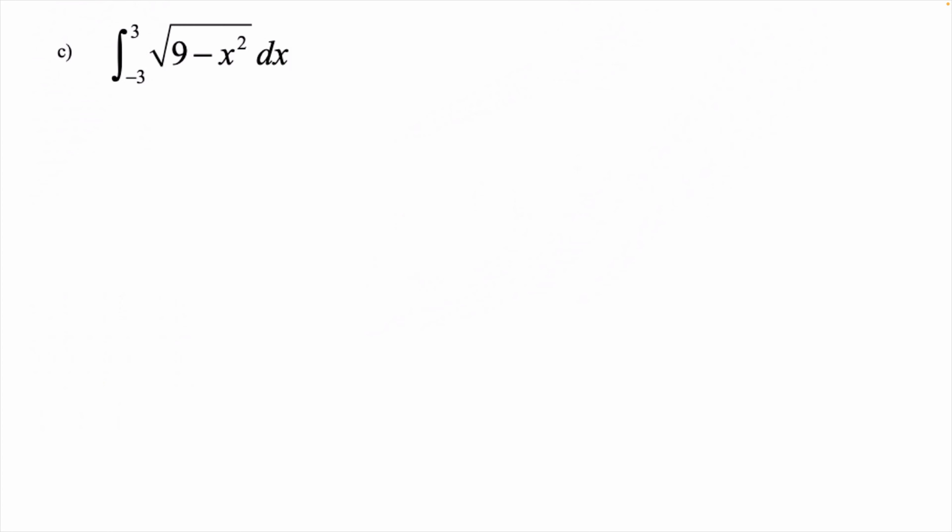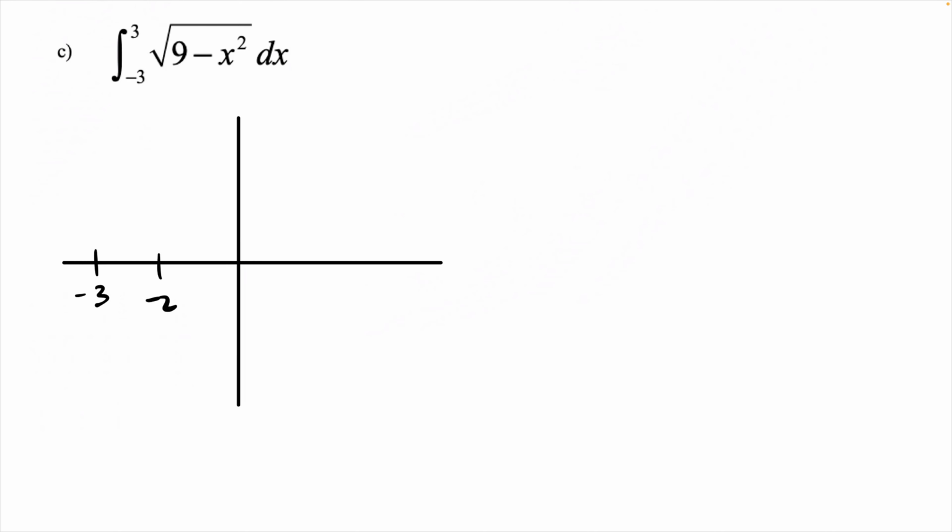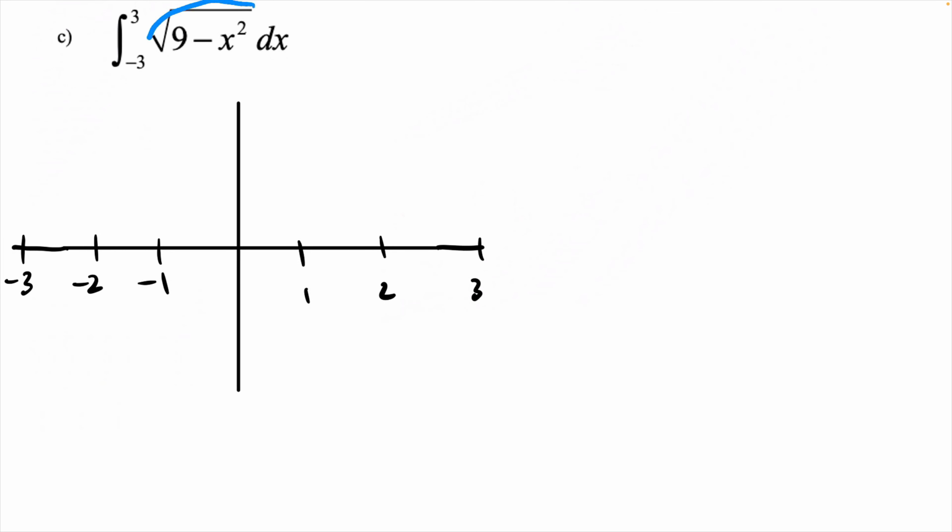Okay, so here we go, -3 to +3. I don't know how to do the antiderivative for that guy. We haven't learned that yet, so let's draw a picture from -3 to +3. -3, -2, 1, 2, and 3. This is the function. So I'm going to plug in those x values.